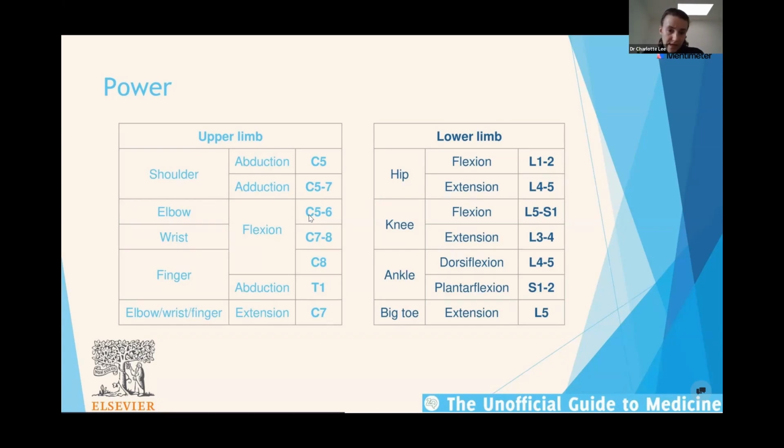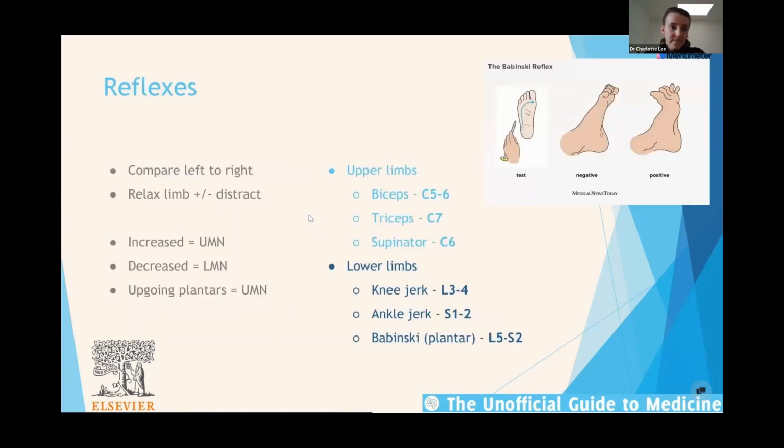But we've just got those there. If you can find a way of remembering them, do some fantastic little dances with your legs as you're revising, whatever it might be. If you can remember a way, then that's whatever works for you. Okay. So your reflexes, again, you're going to compare your left to your right.